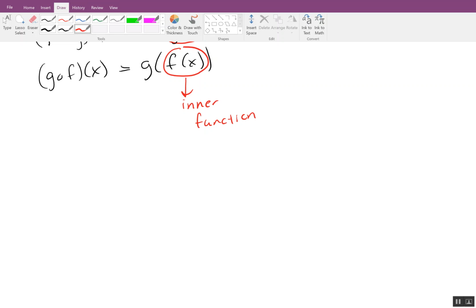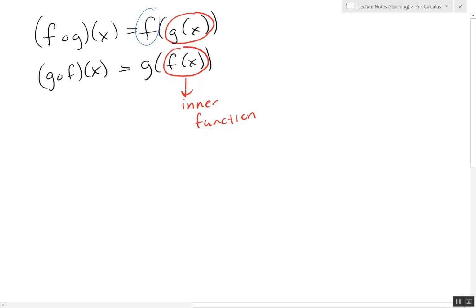And then this function here in this problem, and this function here, this is known as the outer function. So I'll be using this terminology a lot in this section. So the function that's completely contained in the second set of parentheses is the inner function, and the function that's all the way outside all the parentheses is the outer function. So let me delete that.